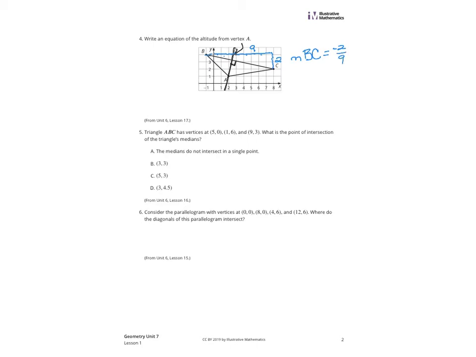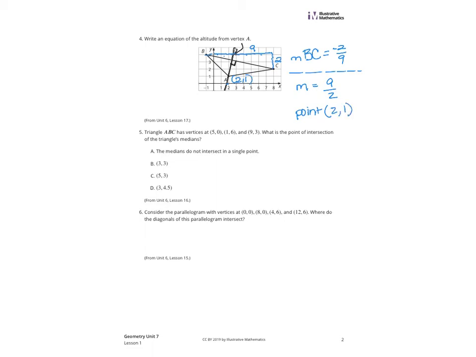-2/9. Okay. So then the slope of the line I want is going to be the opposite reciprocal. So let's flip that to 9/2, and then let's make it the opposite, so it's positive. So the slope of my line is going to be 9/2, and a point on my line is A. And A looks like it's 2, 1.